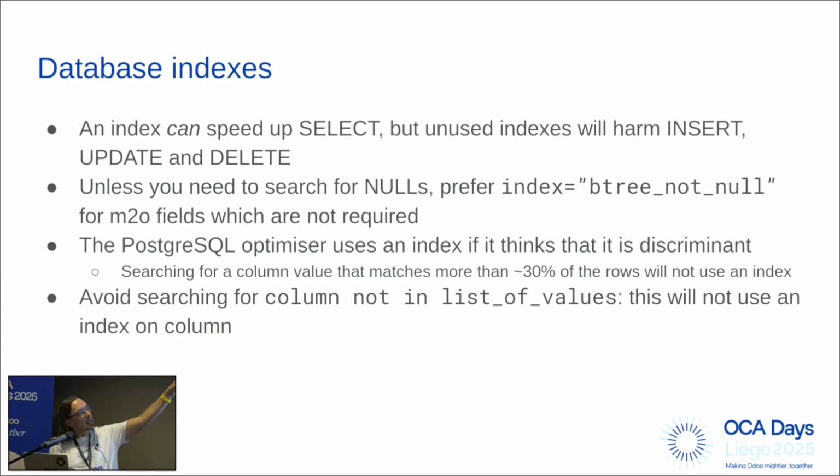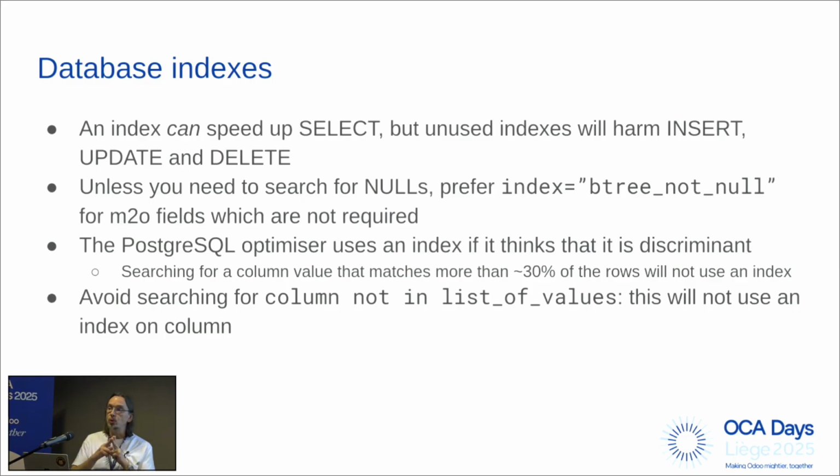Unless you have to search for nulls, use index equal btree not null on your many-to-one fields. And you will save space, especially in large tables, by not creating entries for nulls in there.